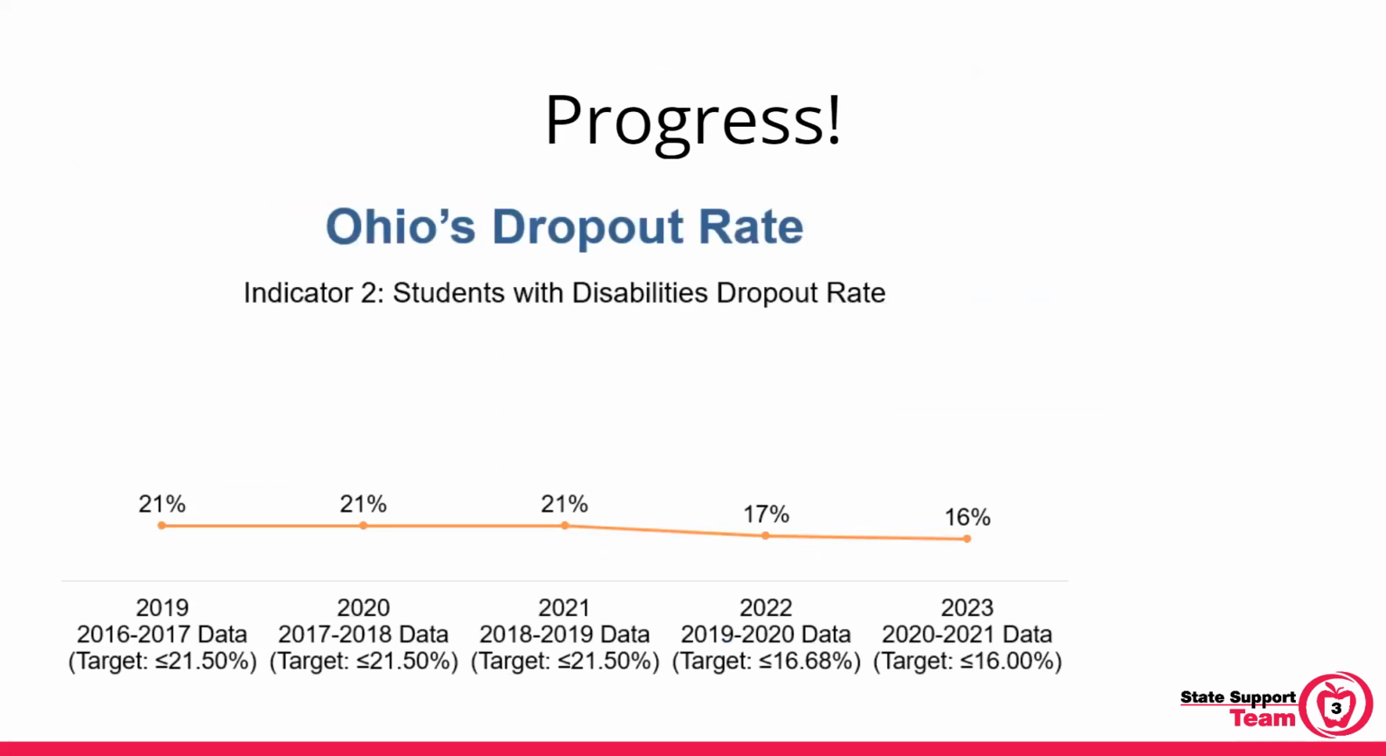Again, we are doing better, trending in the right direction. You can see from this slide, from the 2016-2017 data to the 2021 data, we are moving in the right direction, but we still have some work to do. Thus, the State Systemic Improvement Plan focuses on these two indicators.